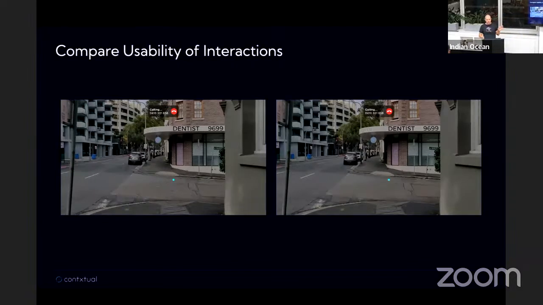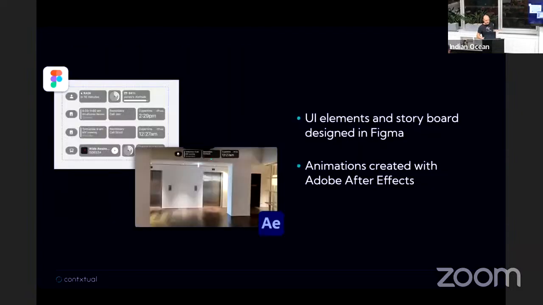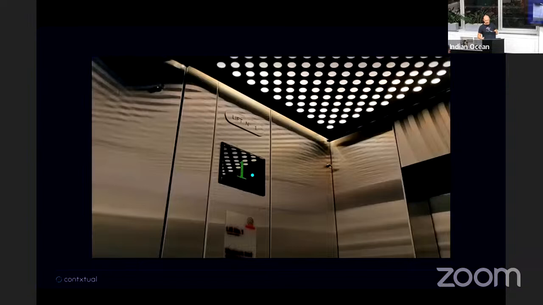Those are 2 quite subtly different approaches, but then we have the ability to test those, right? And explore what people's preferences are and so on. The little blue dot is what we call a reticle, so it's showing us where the eye gaze is, where it tracks. Again, we're starting off with really basic components in Figma and then pulling them into something like After Effects. And then we end up with something like this.